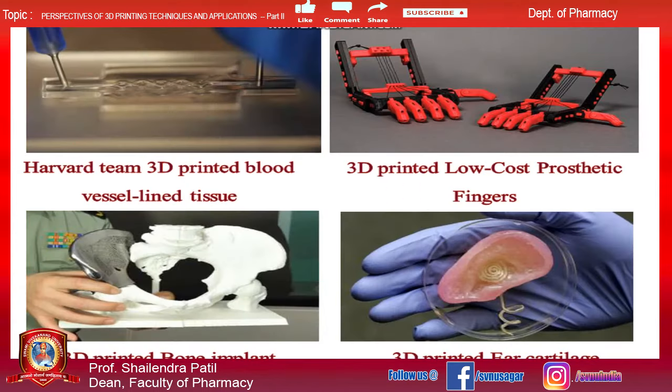Here are a few examples of bioprinted objects. These prosthetic fingers have been developed. This 3D printed ear cartilage is there. The bone implants are there, and these blood vessels and lined tissues have also been bioprinted.